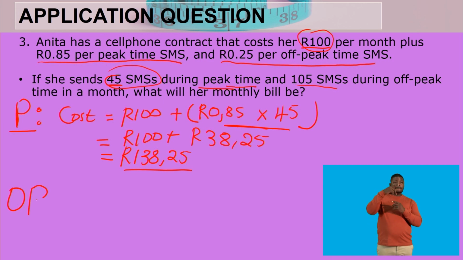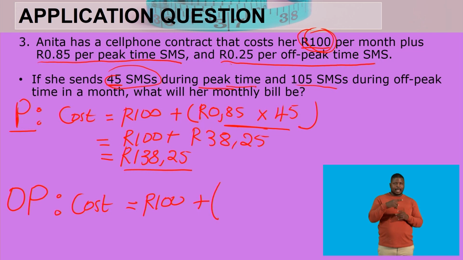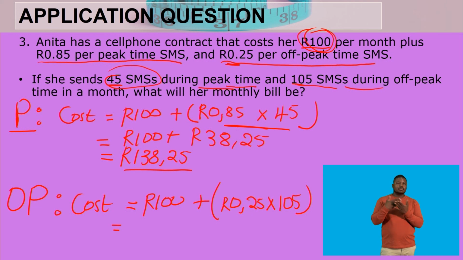Then we have the off-peak time. I'll symbolize it with an OP. Then we calculate the cost. Because it is still the same service charge, we still include our 100 Rand, plus the tariff for off-peak, which is 25 cents multiplied by the number of SMSs sent during the off-peak, which is 105 SMSs. Always start with what is in the brackets first. So 25 cents multiplied by 105 gives us 26 Rand 25 cents.